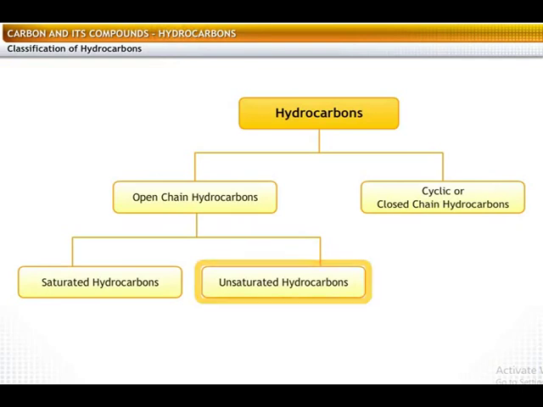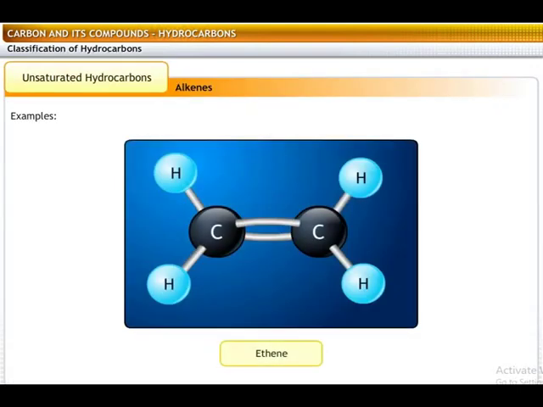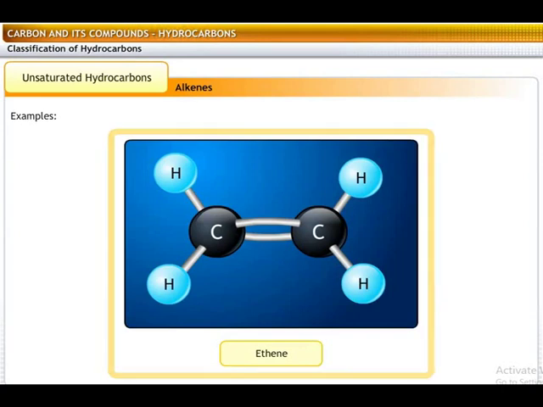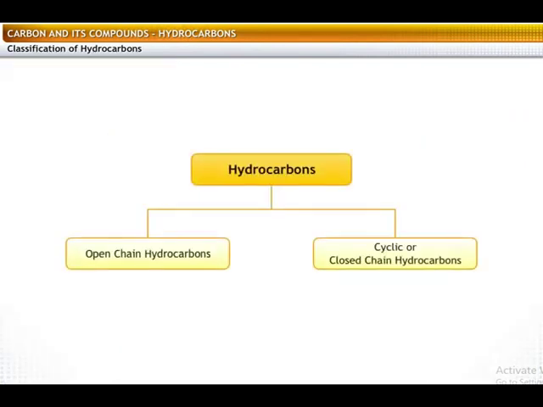Unsaturated hydrocarbons are the straight-chain compounds containing double or triple covalent bonds. Hydrocarbons with a double bond between carbon atoms are known as alkenes, for example, ethene. Similarly, hydrocarbons with triple bonds between carbon atoms are known as alkynes, for example, ethyne. The compounds of carbon which contain a closed ring of carbon atoms are regarded as cyclic hydrocarbons.